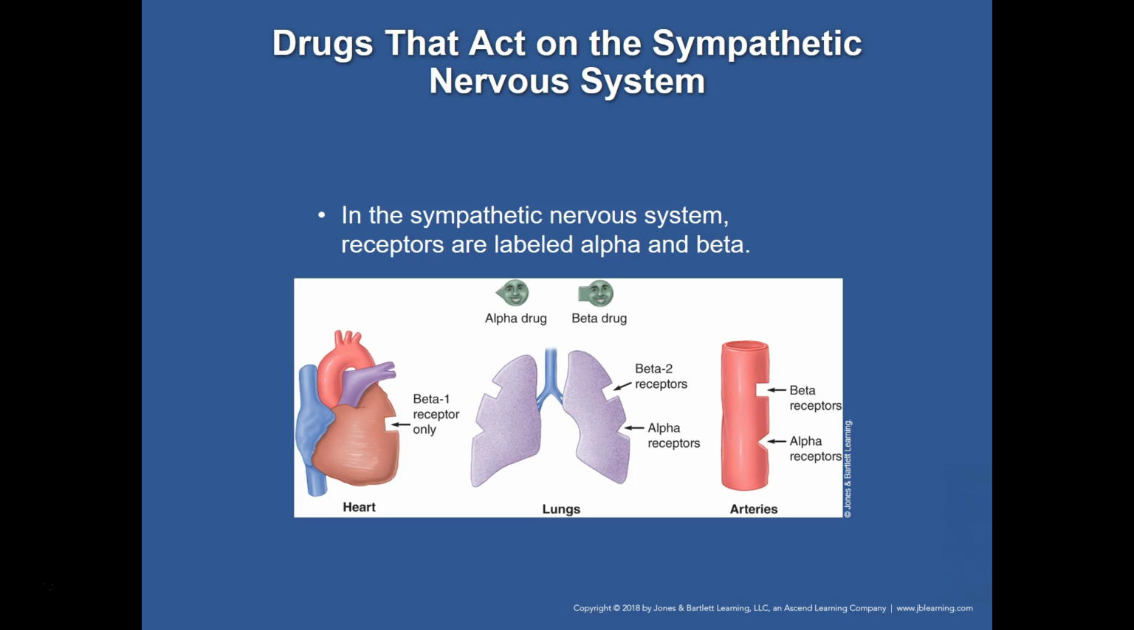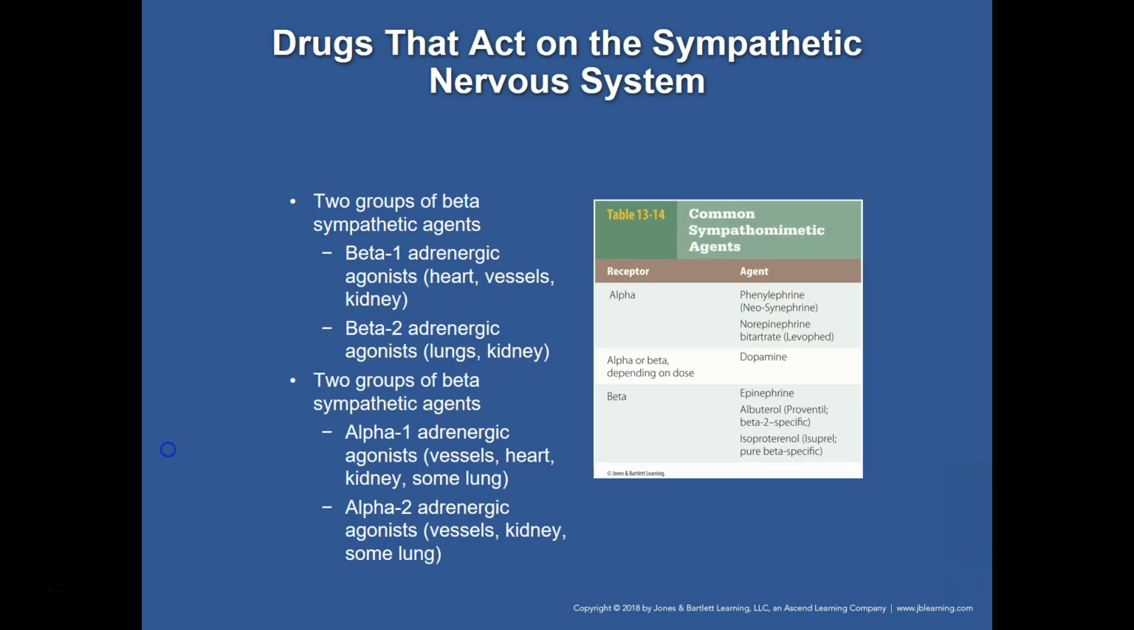And then we have alpha receptors, and it says that there are some beta receptors in the arteries. There's some there, but mainly we have alpha receptors in the arteries, and there's some alpha receptors in the lungs, but they're not ones that we'll spend a whole lot of time talking about. So, all right, if we break these down, two groups of beta sympathetic agents are beta 1 and beta 2.